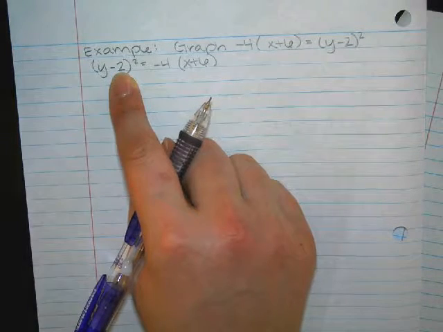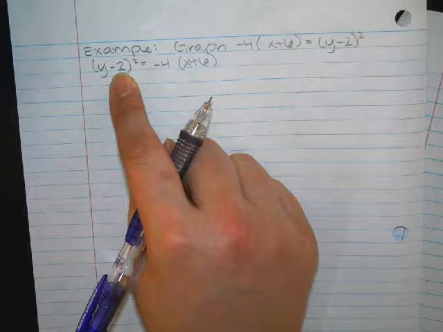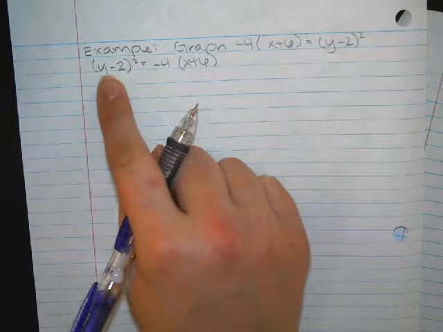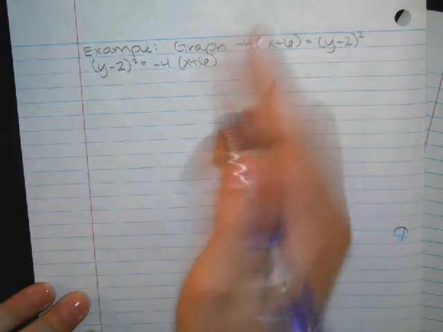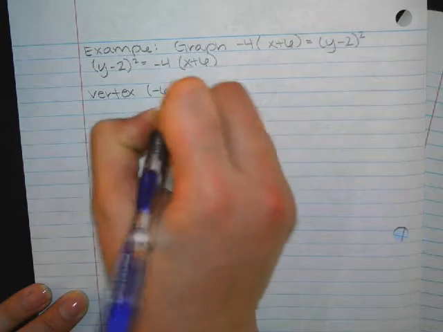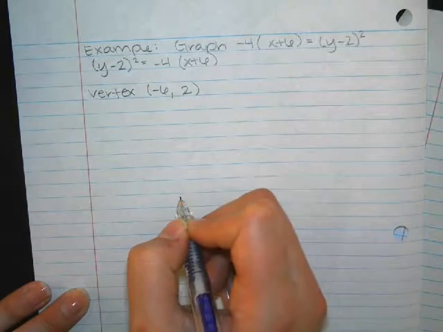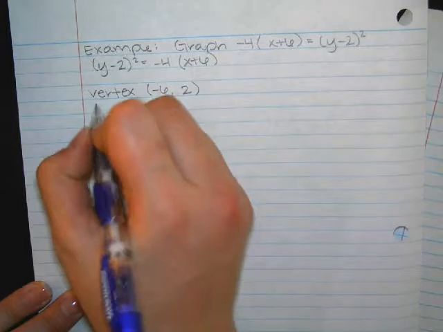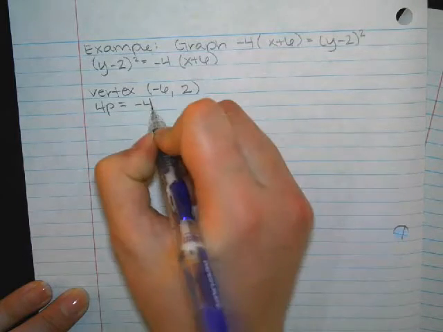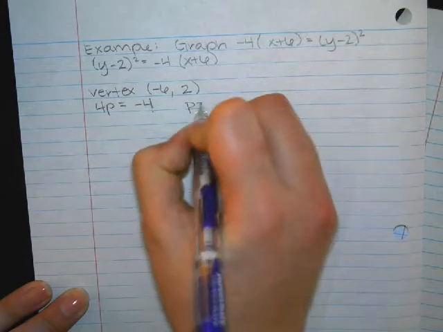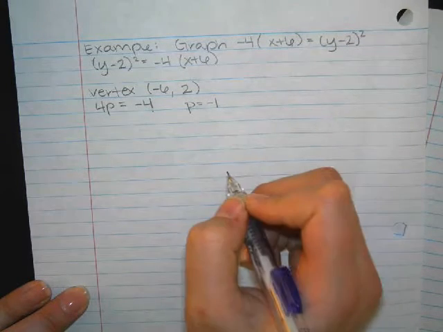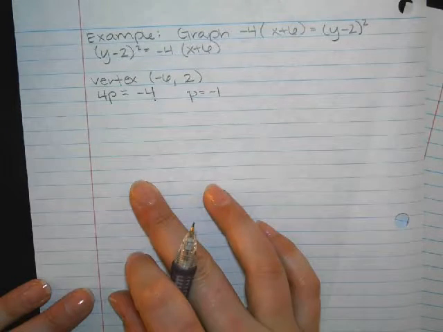Okay, so when we find the vertex of this one, we have to be super careful because the x is over here and the y is over here. So what is the vertex? It's -6, 2. And 4p equals -4. So the p-value is -1.